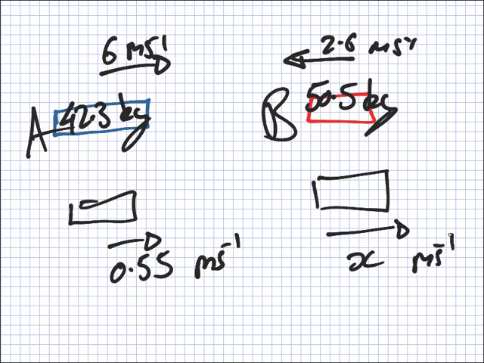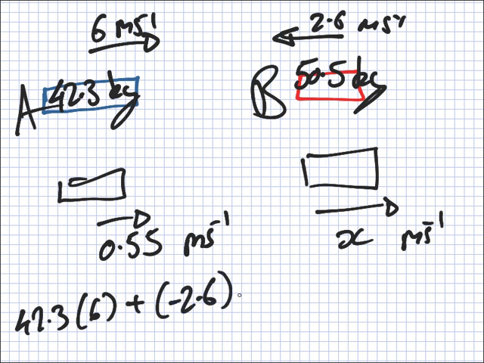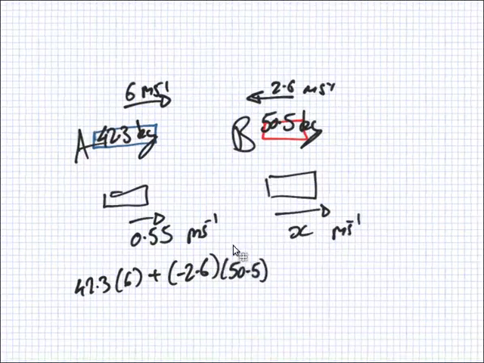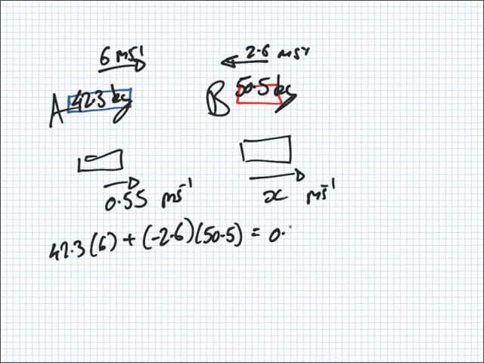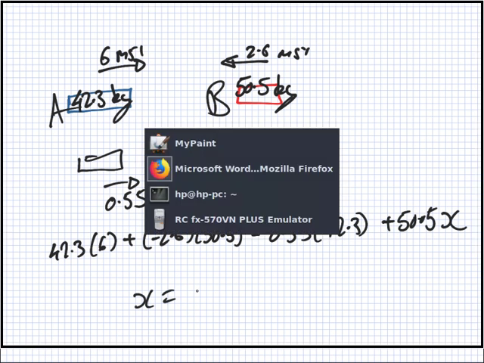Alright, so what type of problem is this? Yeah, it's m1 u1, so that and that times. Oh, no, I have to be very careful here. It's minus 2.6 because it's left, times 50.5, equals 0.55 times 42.3 plus 50.5 times x. And that's it. We just have to solve this for x. So let's see what we get.